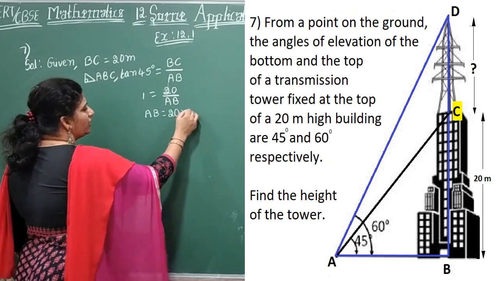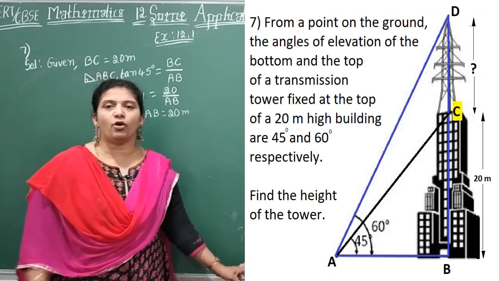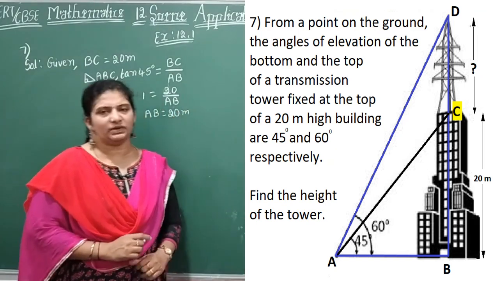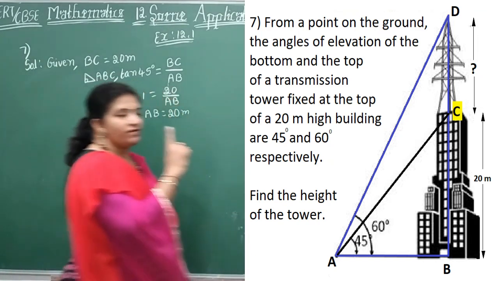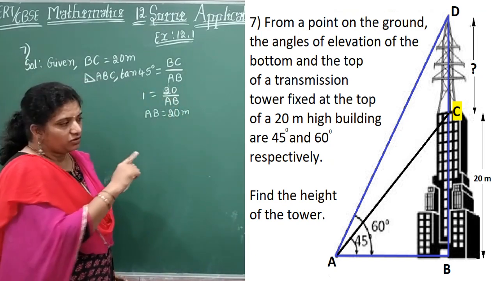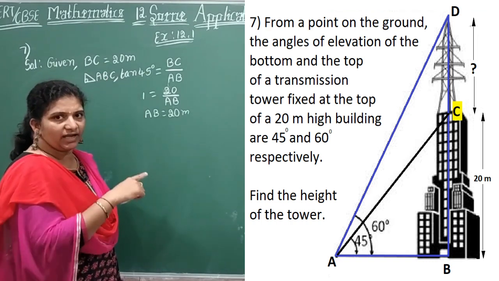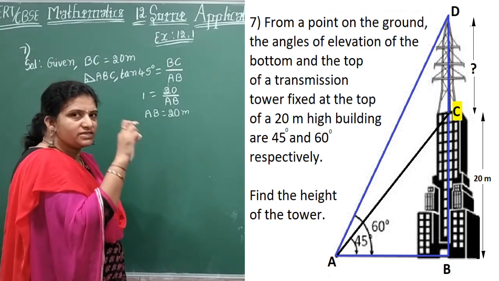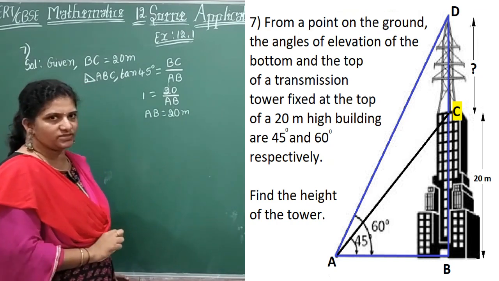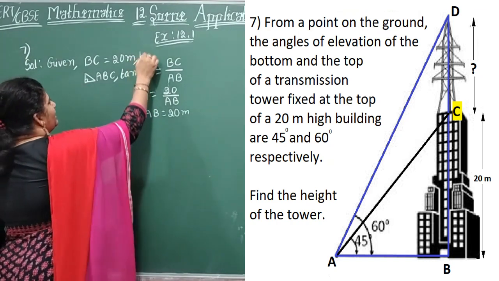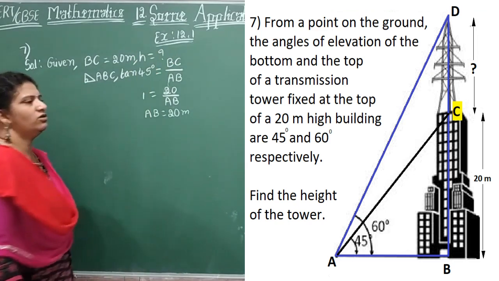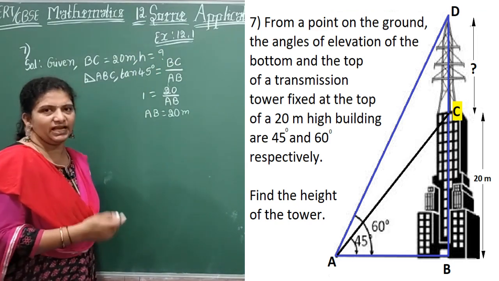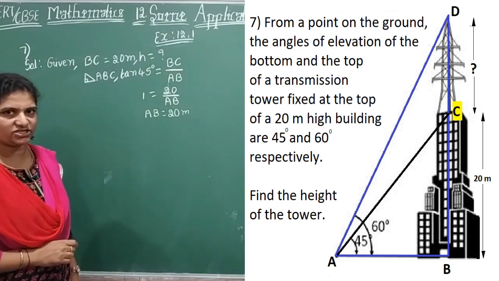So what you got here? The distance from the point to the building is 20. That means for the big right angle triangle, look over there, for the big right angle triangle, you know the adjacent and you should find the missing part of your opposite. So that is, you can write it here, H is equal to question mark. DC, let me assume it as H, okay?